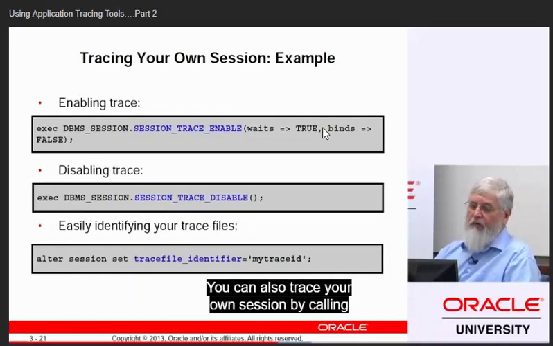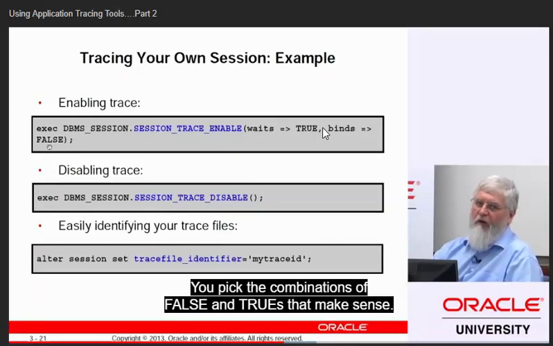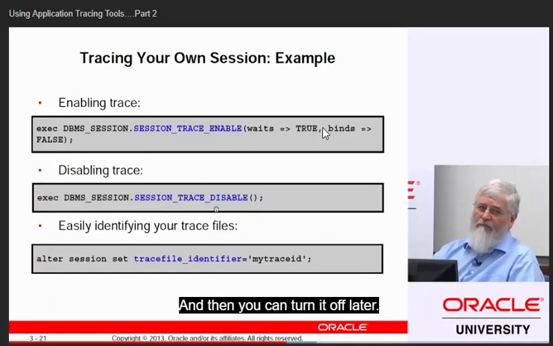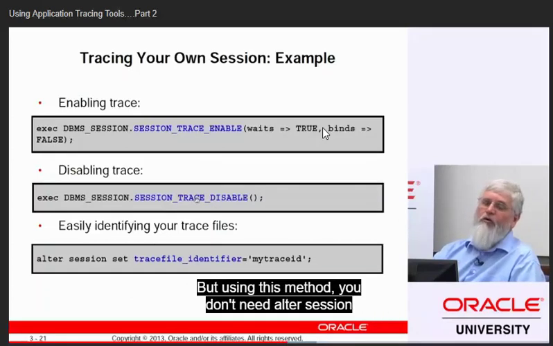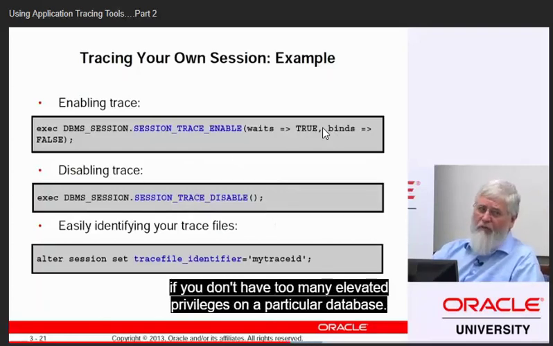You can also trace your own session by calling DBMS_SESSION.SESSION_TRACE_ENABLE, asking for the waits and or the binds. You pick the combinations of false and true that make sense. And then you can turn it off later. Using this method, you don't need ALTER SESSION to trace your own session, which is useful if you don't have too many elevated privileges on a particular database.